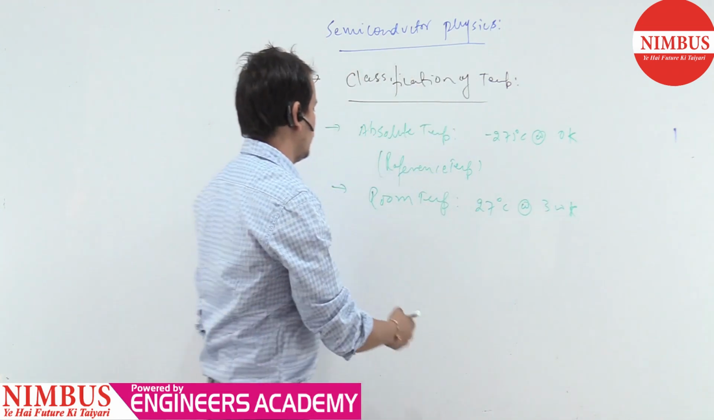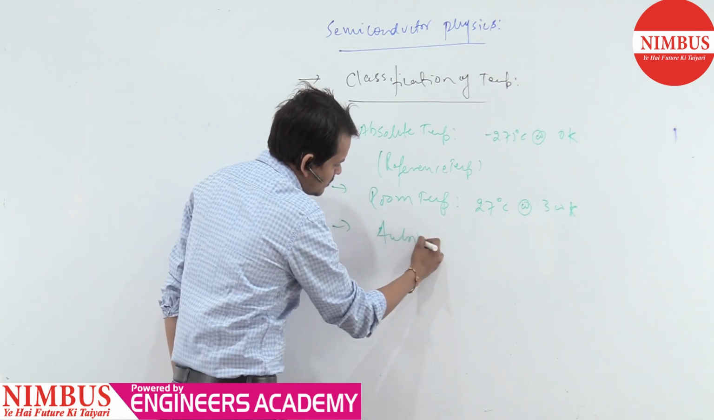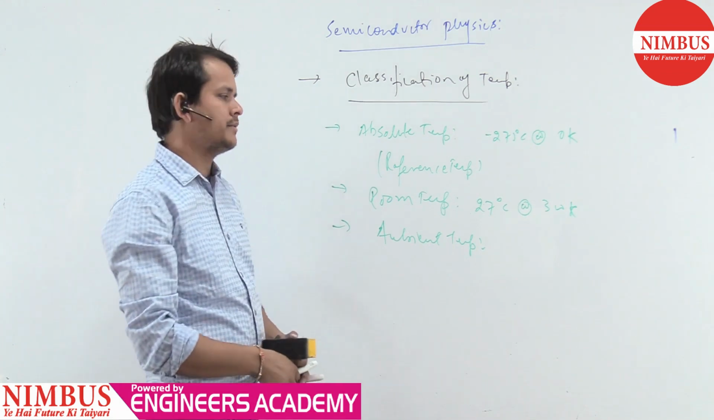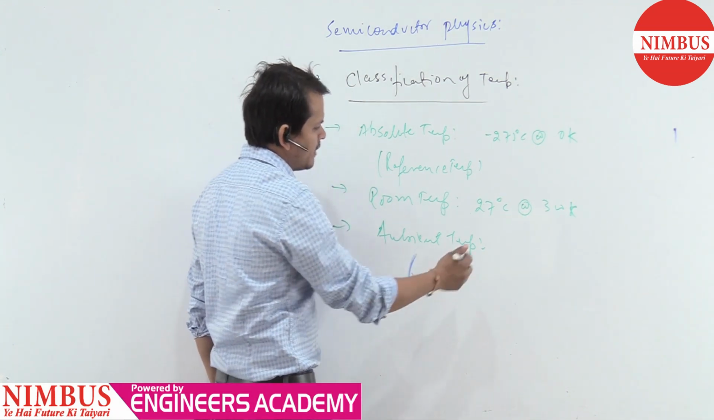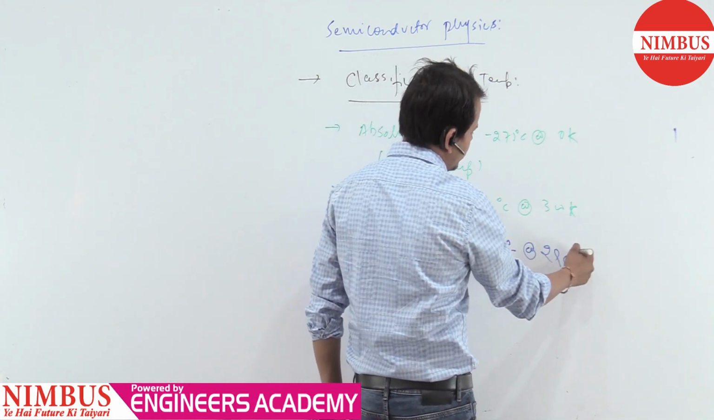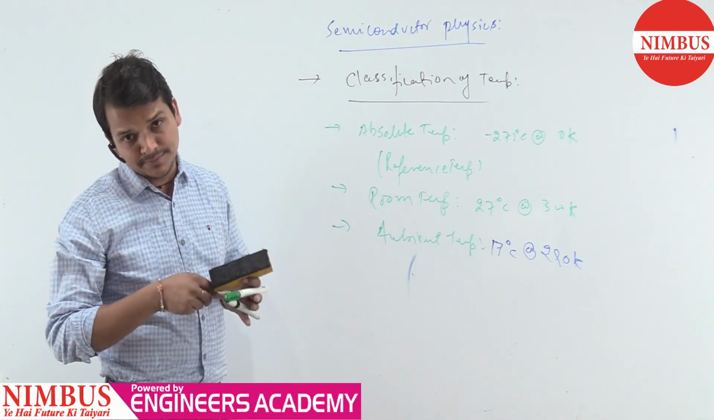Now, we have ambient temperature. What is the meaning of ambient temperature? The ambient temperature is basically the surrounding temperature. In engineering I take it as 17 degrees centigrade. If I talk about Kelvin, it becomes 290 Kelvin. So this is 290 Kelvin, or 17 degrees centigrade.